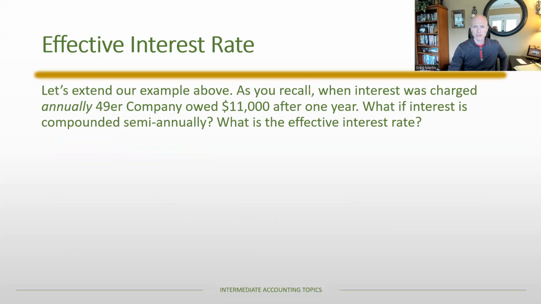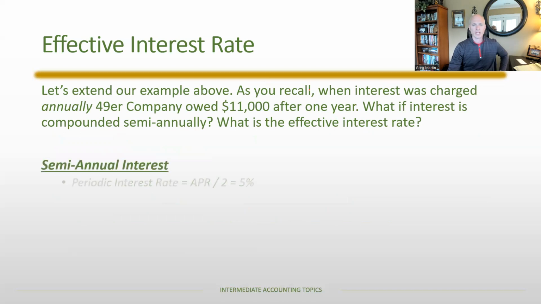You owed $11,000 after 1 year. What if instead we compounded interest semi-annually? Then what would our effective interest rate be? Would it still be 10%, or would it be more or less than 10%? And I think we already hinted that it's going to be more. Well, let's see exactly what we're talking about.